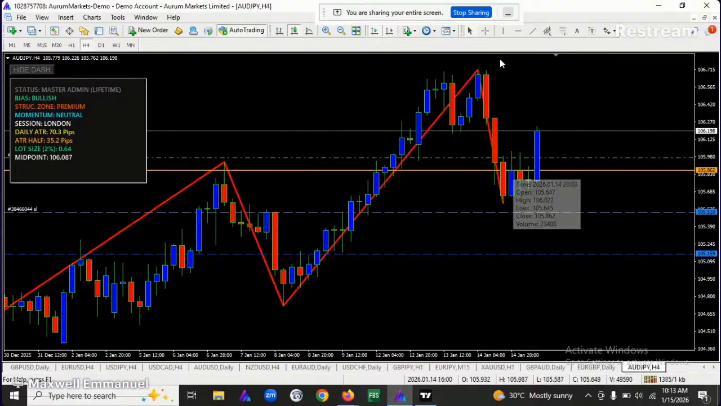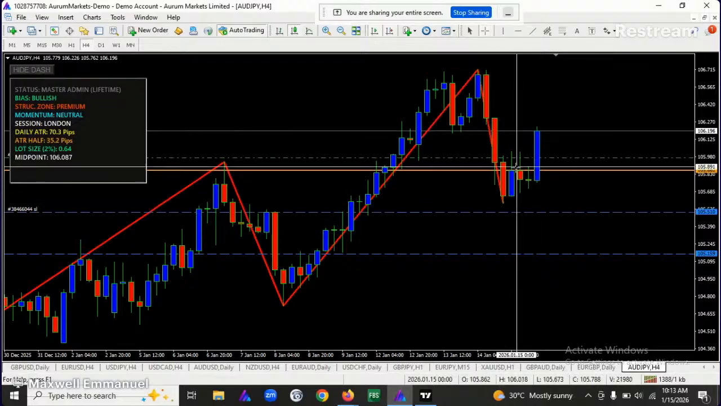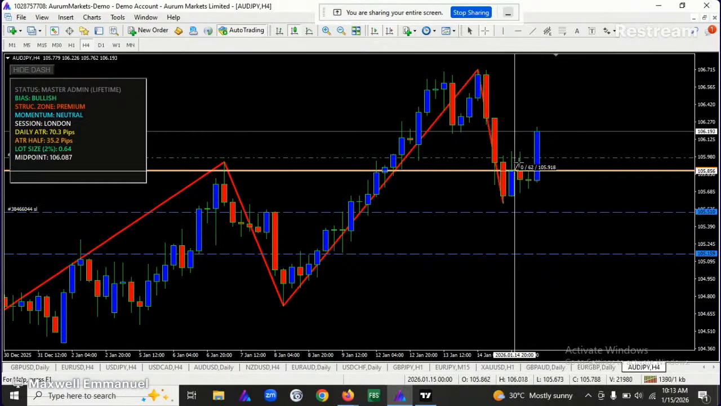You can see if you had executed the buy here, price didn't just go in that direction. Price dropped a little, by 20 pips, and it's just today that it's going in the buy direction. What does that mean? You have to be very patient. Once you've executed the trade, don't interfere with it. Just let the trade run, to stop loss or take profit.